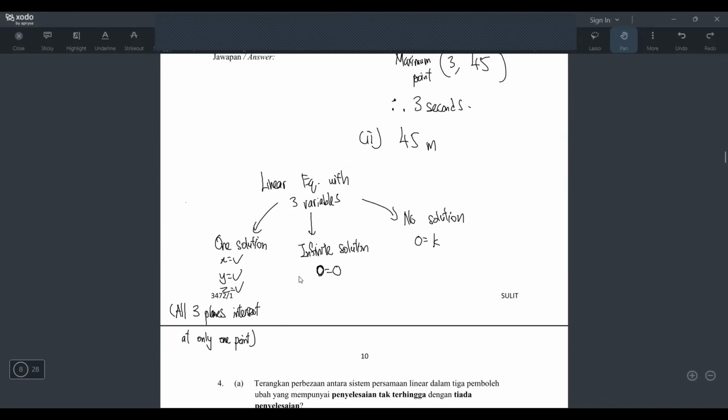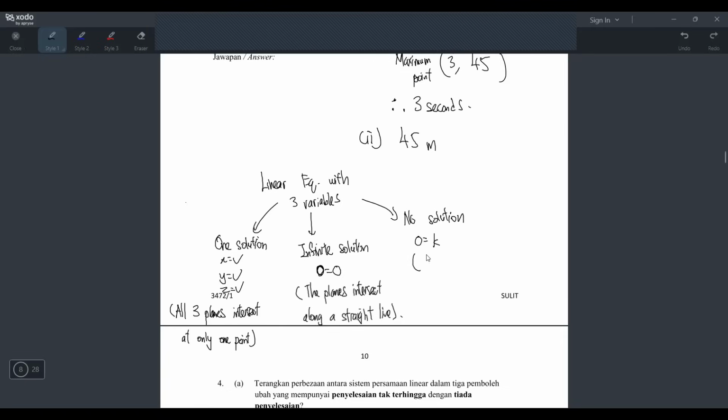Then what about infinite solution? Infinite solution means the planes intersect. They do intersect, but they intersect along a straight line. What does it mean by intersect along a straight line? It means for these 3 planes, the intersection is not a point. It's like a straight line. And if it's a straight line, you will get infinite solutions because it will have a lot of answers, because the line will keep going until infinity. That is why it's called infinite solution. Okay, and we will see 0 equals 0 in our working if it's infinite solution.